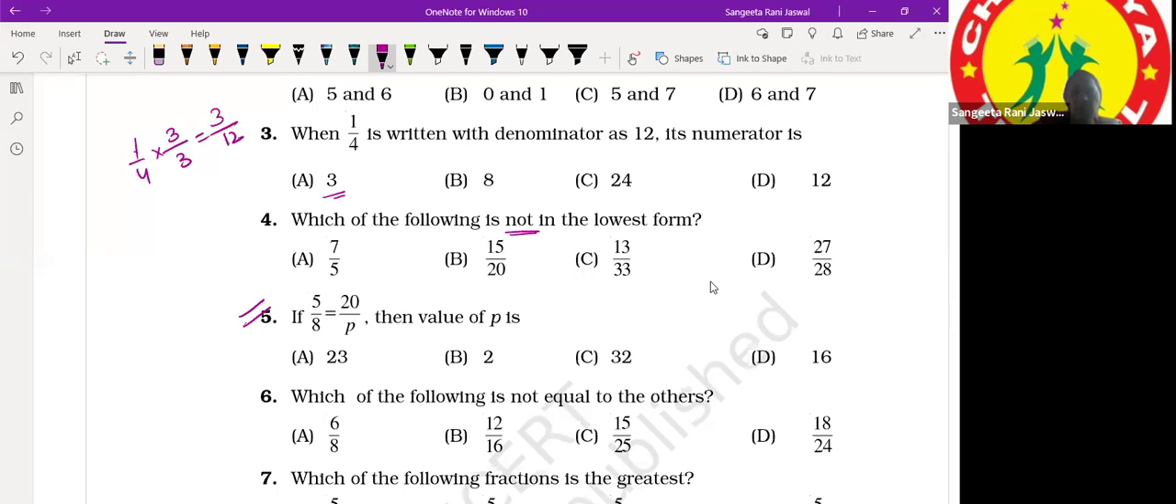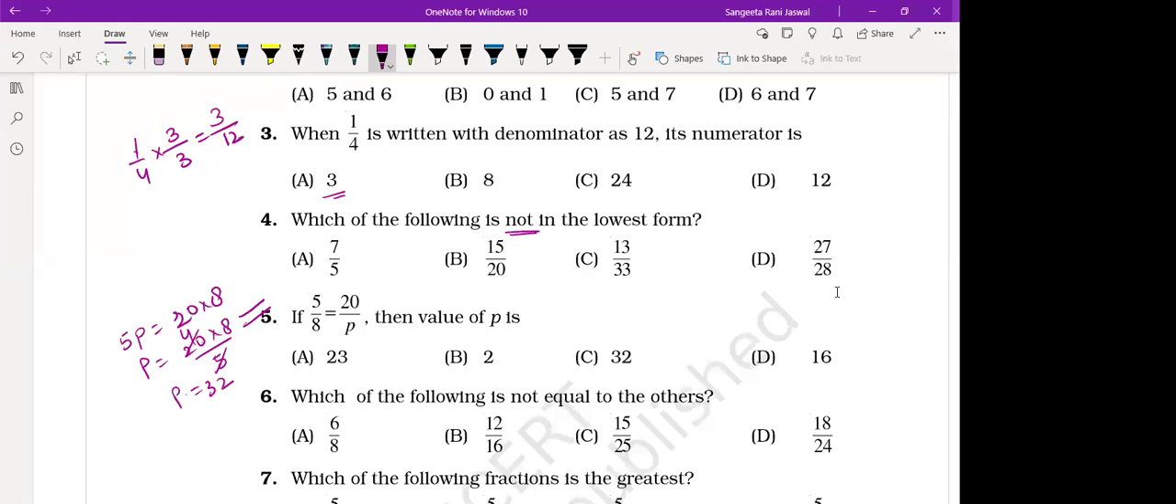See, Adya, when you cross multiply this, you get 5 into p on one side, and on the other side you will get 20 into 8. So to find the value of p, it will be 20 into 8 upon 5. 5 fours are 20, and 8 fours will be 32. Okay, Adya? Okay, ma'am.